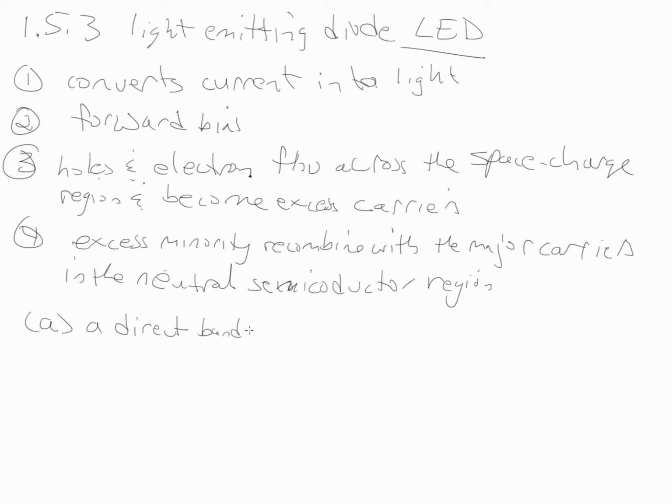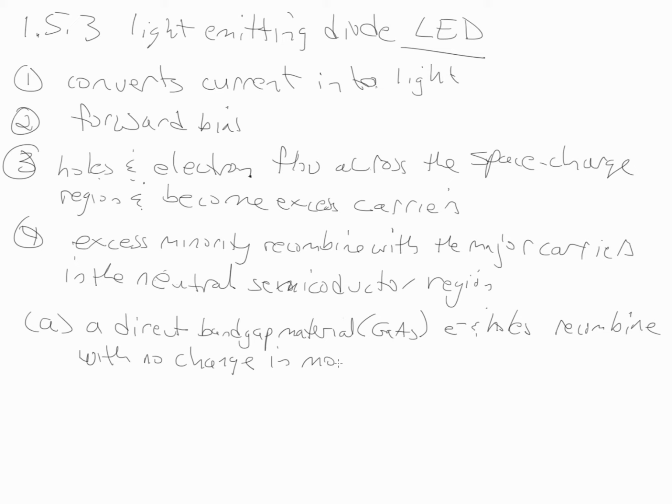Okay, and so two things can happen here. With a direct band gap material, such as gallium arsenide, electrons and holes recombine with no change in momentum, and a photon is emitted. So that's the giving off of light.